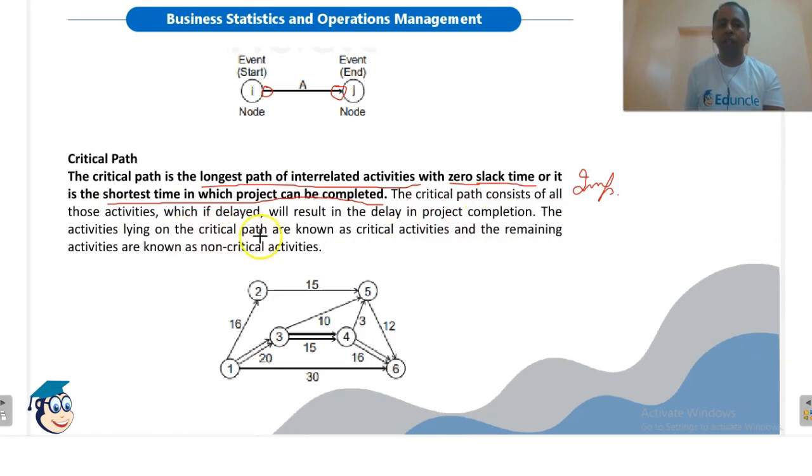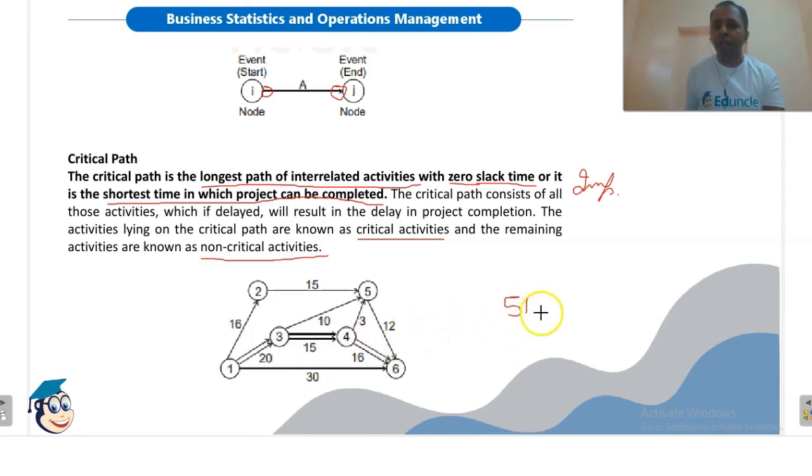The activities lying on the critical path are known as critical activities, and the remaining activities are known as non-critical activities. In this particular diagram, the activities shown by double arrows are the critical activities. So the path 1 to 3, 3 to 4, 4 to 6 is the critical path, and it has the longest duration. Okay, we will check: 20 plus 15, 35; 35 plus 16, 51. So the duration of the critical path in this case will be 51.